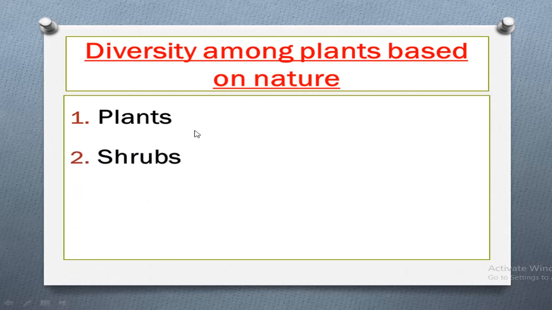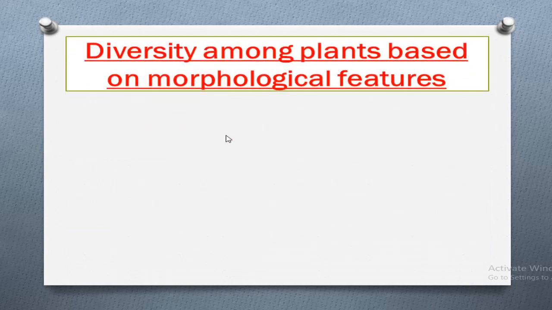Herbs, shrubs, trees and creepers are the types of plants according to nature. Right. Then we will go to learn about diversity among plants based on morphological features.